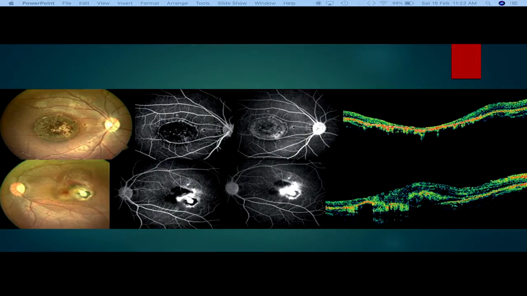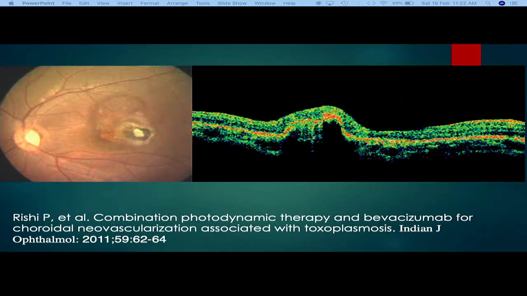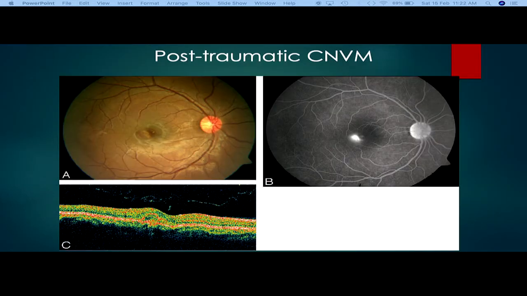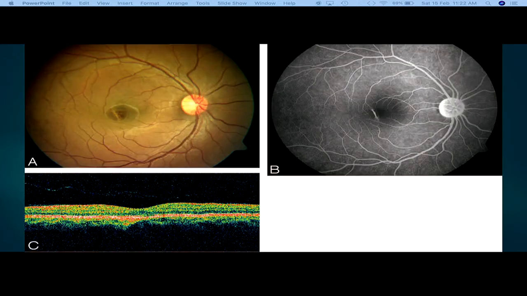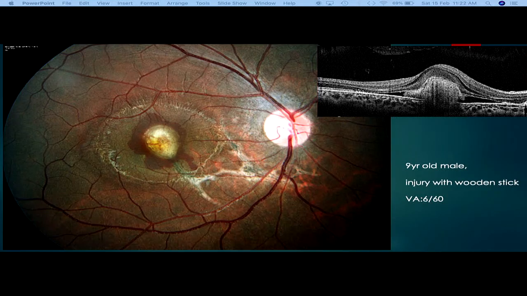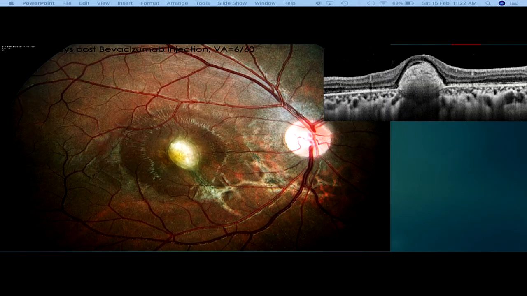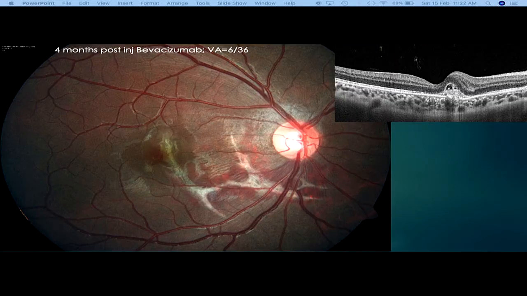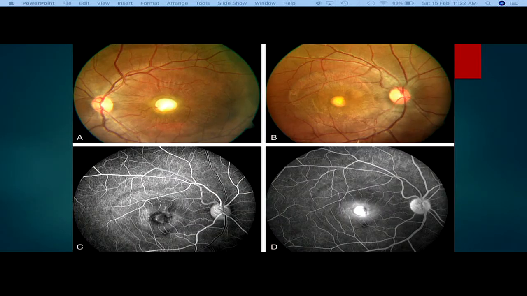So another case of toxoplasmosis-related CNVM in the left eye was treated with combination PDT and anti-VEGF for a child in his teenage years, with long-term stability. Also in post-traumatic CNVMs, you can treat with anti-VEGF, and with one injection you can see very good regression and resolution. There's another case with multiple choroidal ruptures in a 9-year-old, injury with a wooden stick, presenting with 6/60. Here you can see good resolution 4 months post bevacizumab.